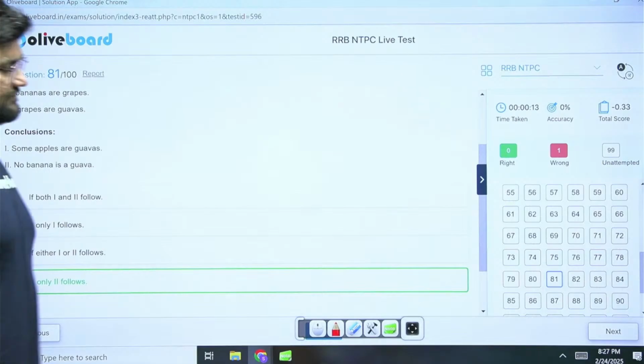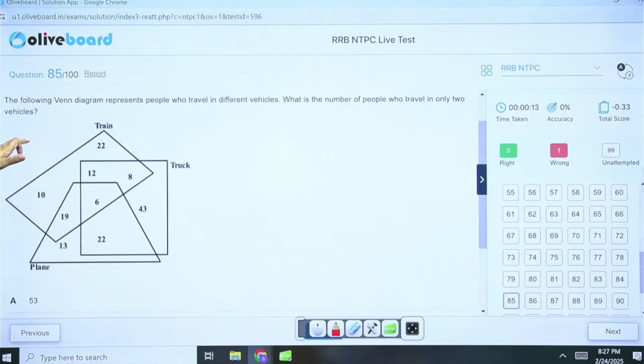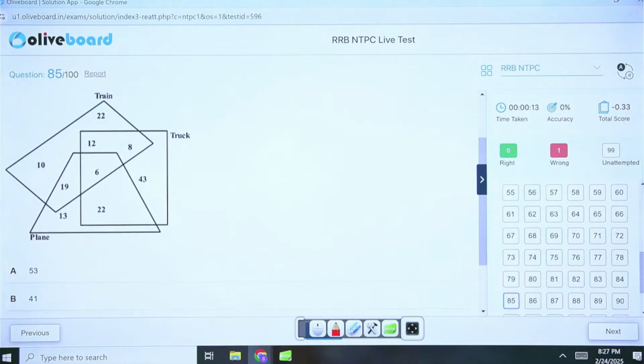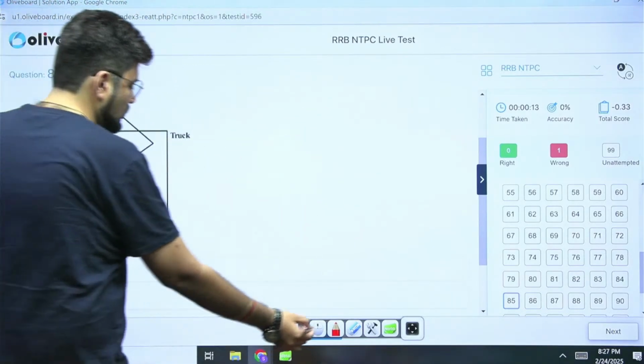Next, 85. Oh, this is the Venn diagram, train, truck, plane. They are asking what is the number of people who travel in only 2 vehicles? Only 2. Not only 1, not 3, only 2. So which regions will those be?